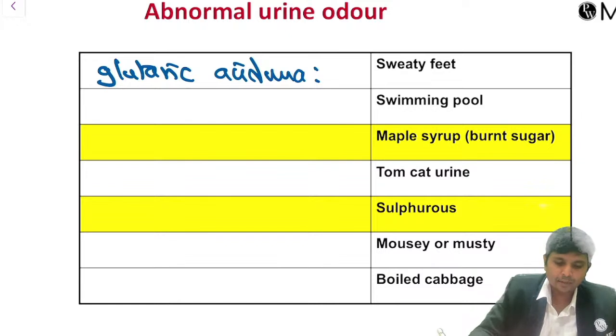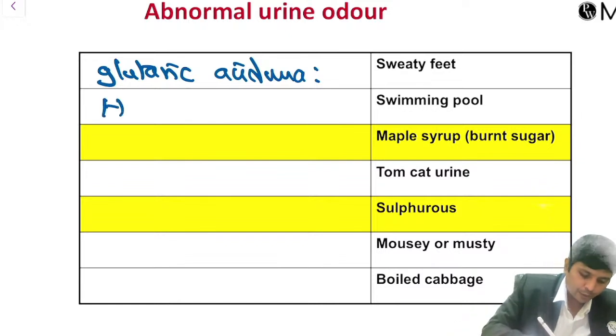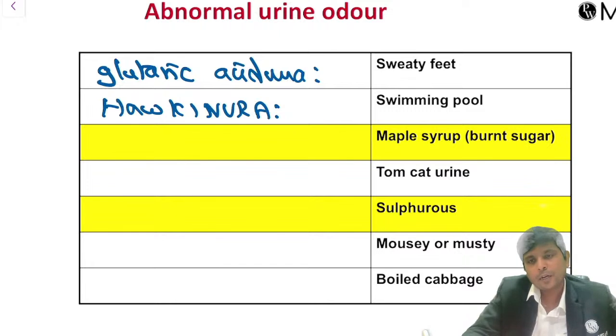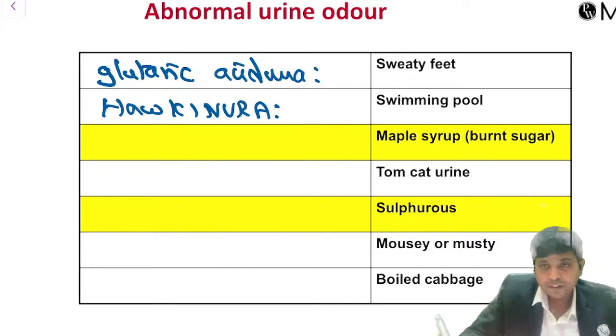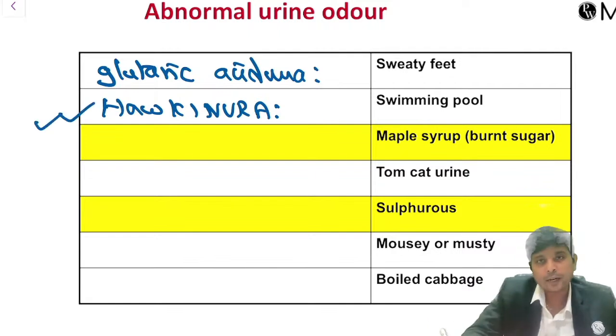Okay, maple syrup, swimming pool odor, where do you have it? Hawkinsinuria. Swimming pool odor, Hawkinsinuria. Almost all inborn errors of metabolism are autosomal recessive, but very few are autosomal dominant. One such is Hawkinsinuria, and very few are X-linked recessive.